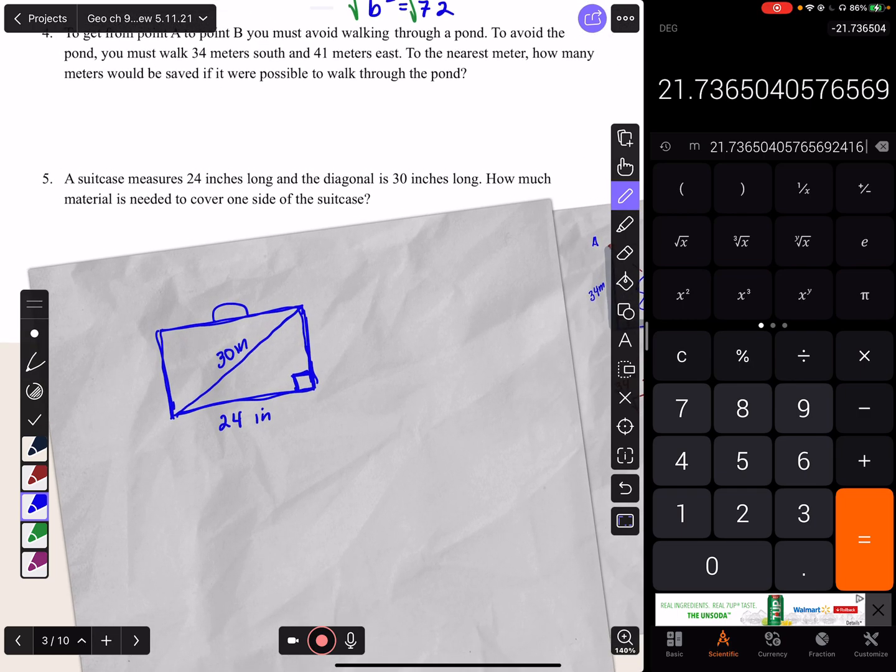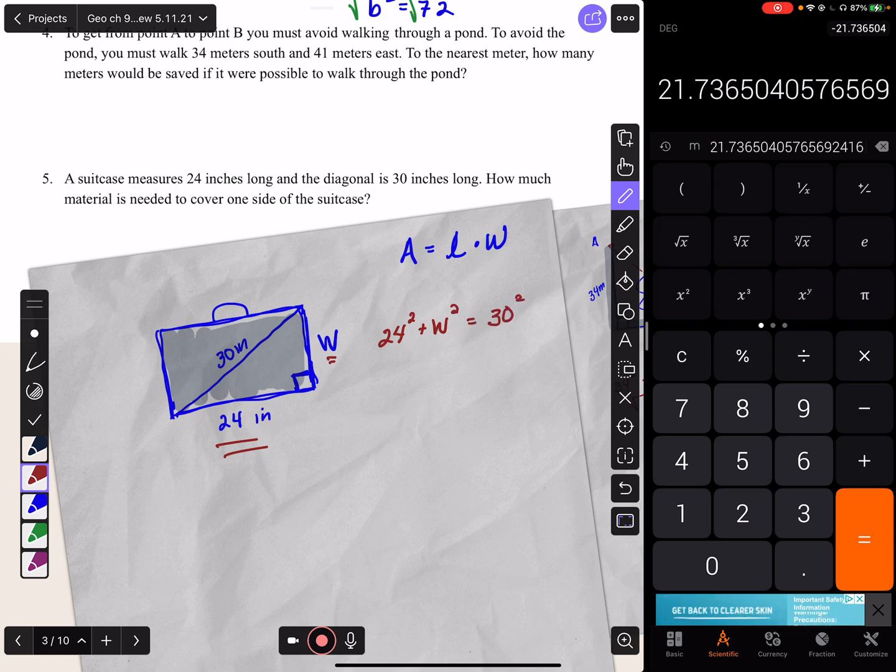The question is how much material is needed to cover one side? So we are trying to basically find the area of the suitcase. To do this, what we can find out is the width of it. And once we know the width, remember area of a rectangle is length times width. We've already got the length. We just need to figure out what this W is, and we'll use the Pythagorean theorem for it. So one of our legs is 24. The other one we don't know, but we do know the diagonal or the hypotenuse.